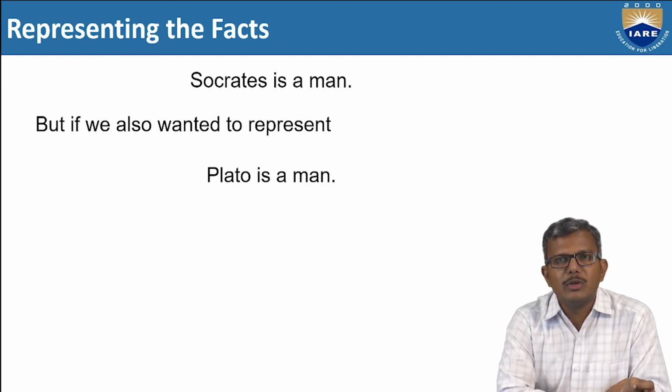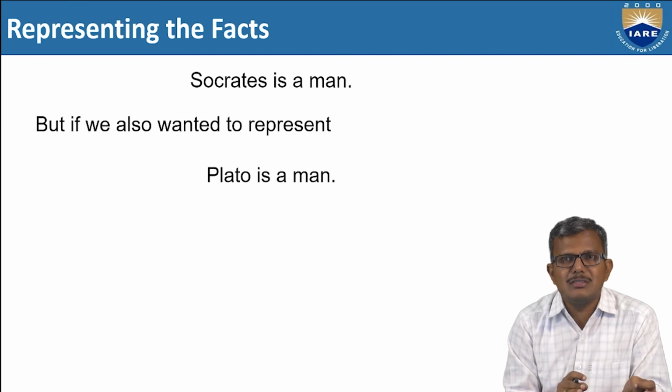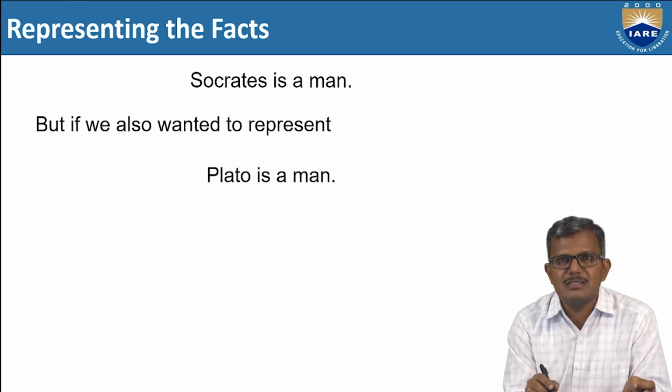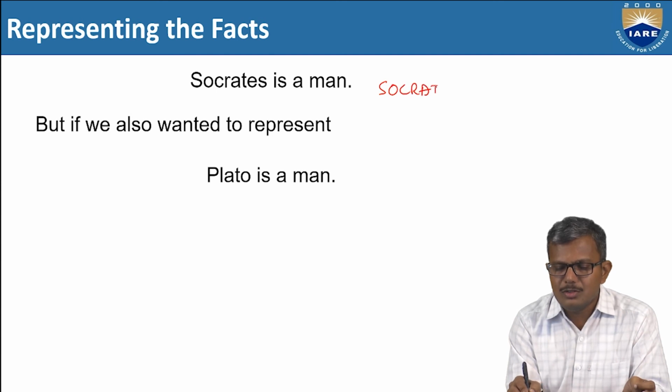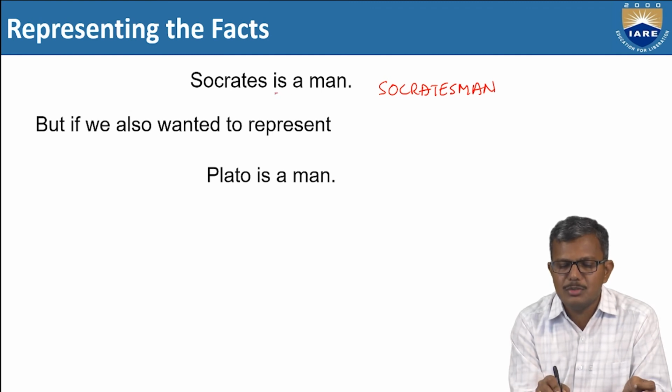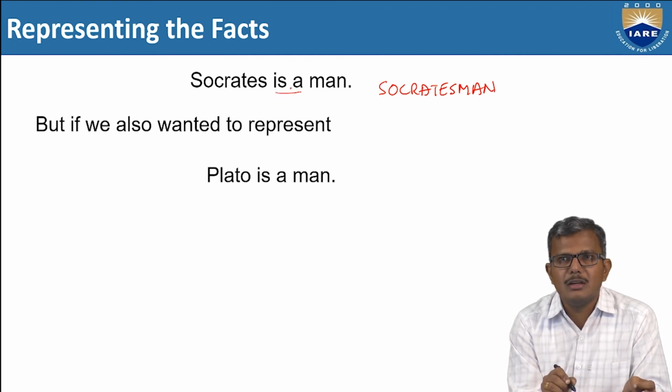We will try to see some more examples. Socrates is a man. With the experience of the previous slide, you can simply write this as Socrates man. Why? Because just now I said that I should not use "is". So simply I represented "Socrates is a man" as Socrates man.